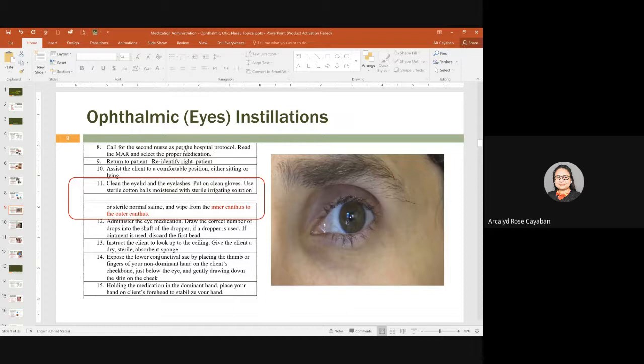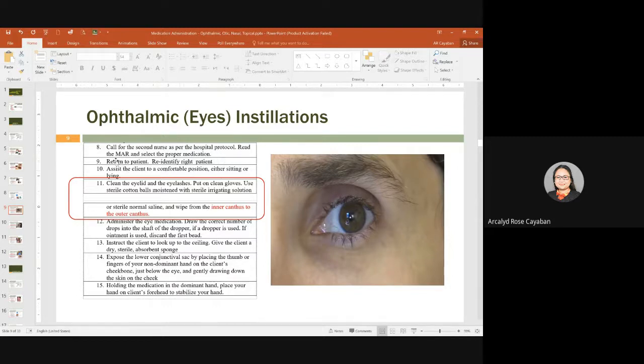Call for the second nurse as per the hospital protocol. Read the MAR against the medication that you are taking. So do the first and second checking. Now, we have to go back to the patient, and again, please encircle this on your clinical manual.